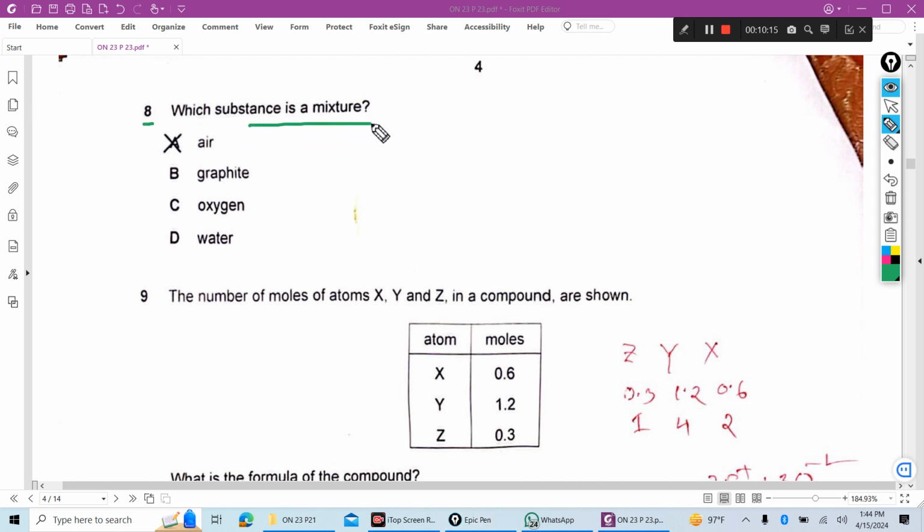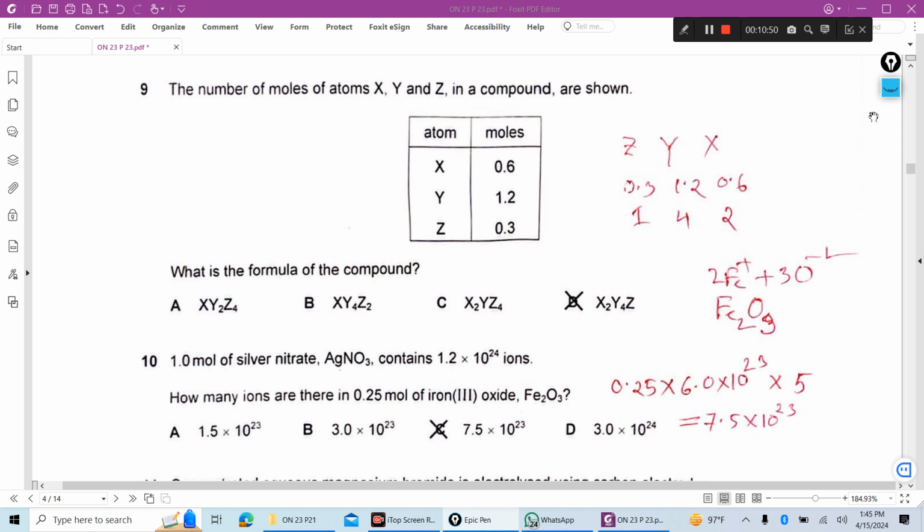Which substance is a mixture? And this is the air. Air is a mixture. It contains different elements and compounds, say nitrogen, oxygen, carbon dioxide. So this is a mixture. B is the wrong answer: graphite, oxygen, water. Water is a compound, oxygen is an element, graphite is also an element because it is carbon.